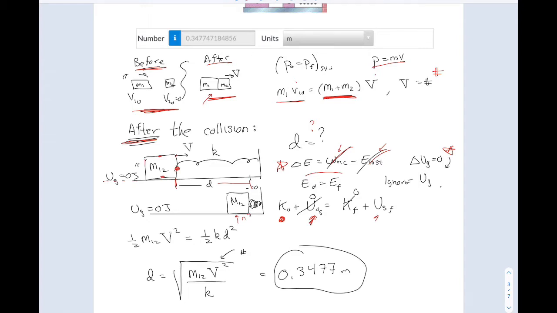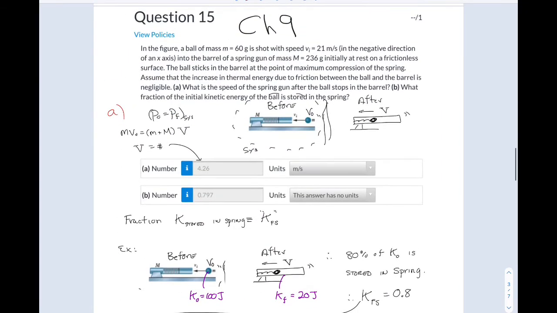In the final picture, it's at rest momentarily, and all the energy is now stored in the spring. So K initial is that. Instead of writing m1 plus m2, sometimes I can call it m12, which makes the notation nicer. That's my initial kinetic energy. Final energy stored in the spring is 1/2 k d squared. And I already know V is a number from up here, so that tells me how much the spring is compressed.